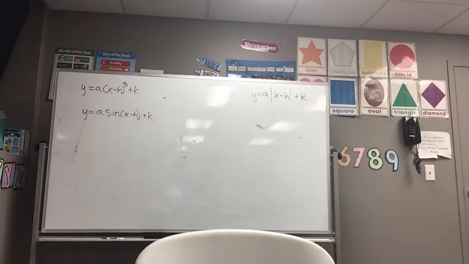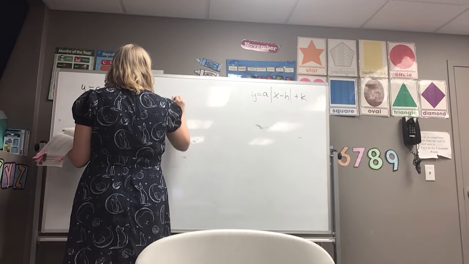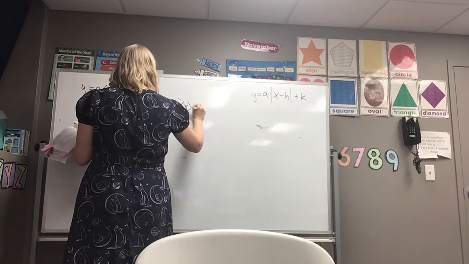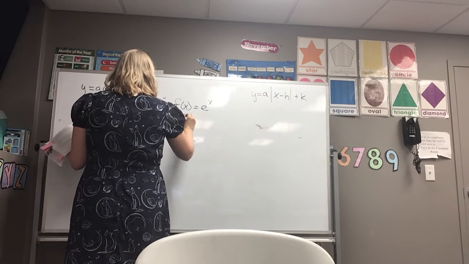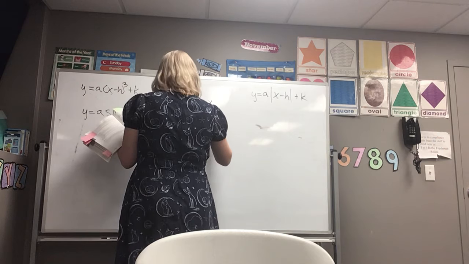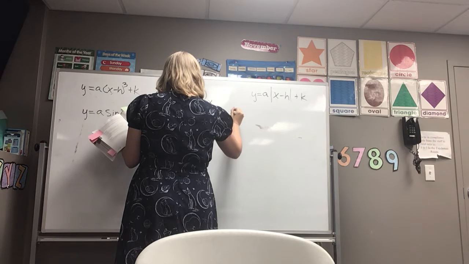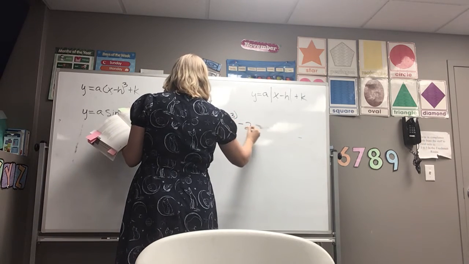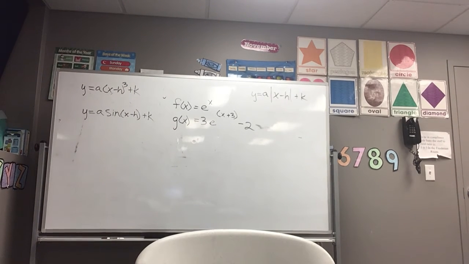So, finally, f of x equals e to the x, and g of x equals 3e to the x. Describe the transformation that is happening to f of x in order to find g of x.